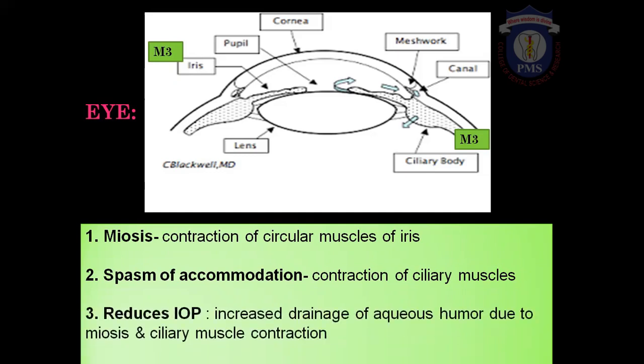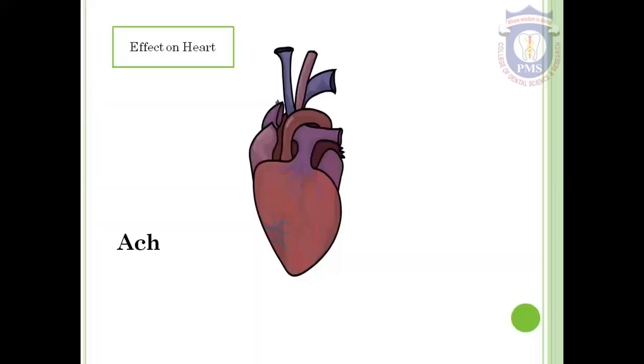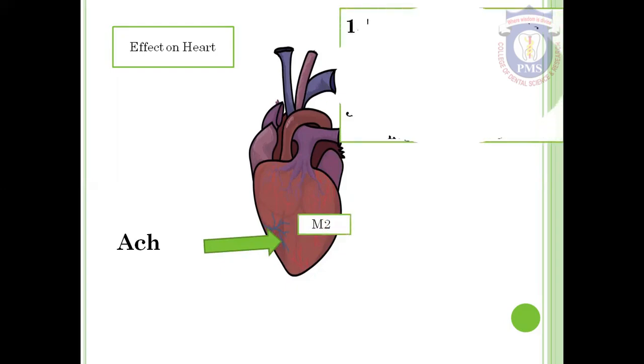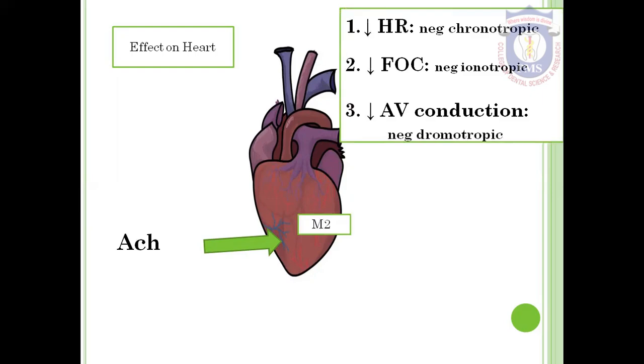It also helps to reduce the intraocular pressure by increasing the drainage of aqueous humor due to the miosis and ciliary muscle contraction. Then what is the effect on heart? In myocardium, the type of receptor present here is the M2 receptors. By the activity of acetylcholine, it causes cardiodepressive effects such as reduced heart rate, reduced force of contraction, and reduced AV conduction.